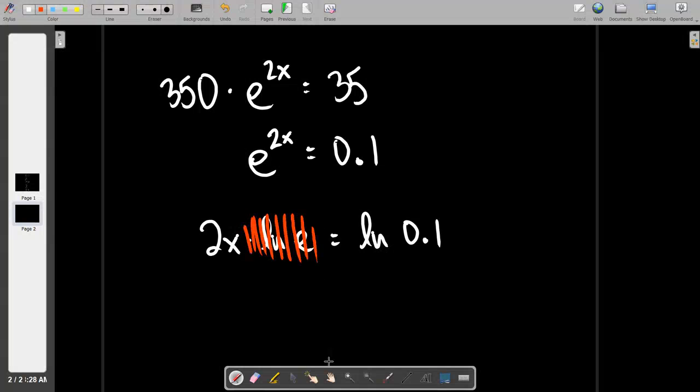So I realize now, sweet, I only have to do one thing to get x by itself. What is it? Divide by 2. So in my calculator, I hit the natural log button and type in 0.1. I close my parentheses, and then I hit divided by 2. We should all have negative 1.15.